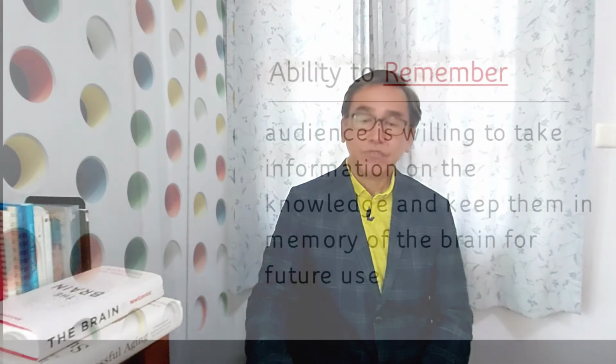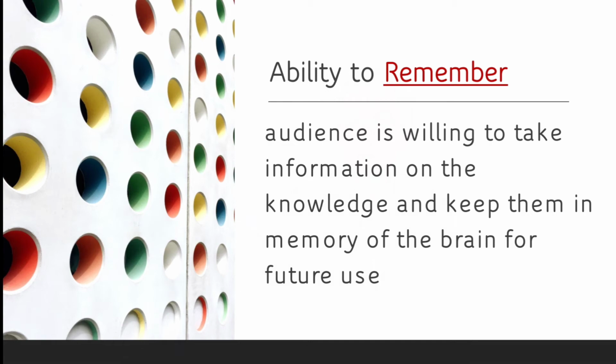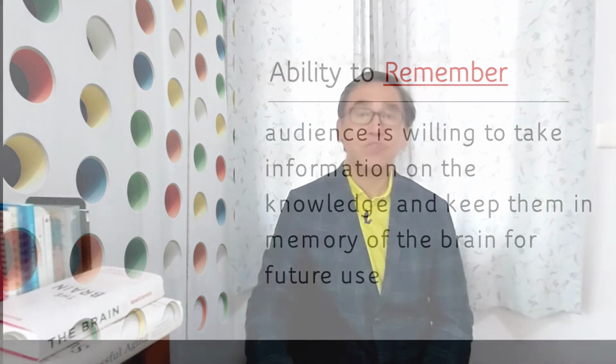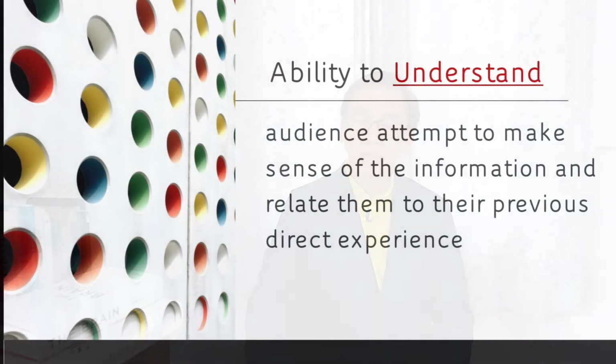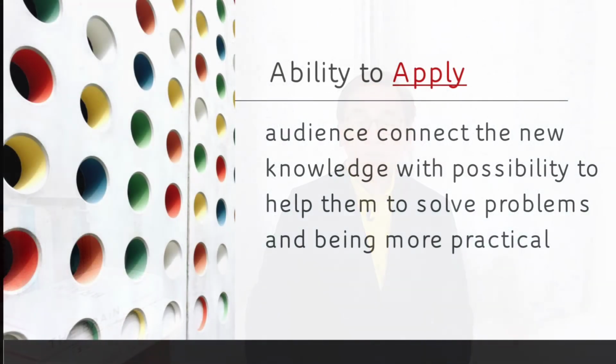Now we will explain the level of abilities that were identified by Bloom in more detail. The ability to remember is when the audience is willing to take the information or knowledge and keep it in the memory of the brain for future use. Ability to understand. Audience attempt to make sense of the information and relate it to their previous direct experience. Ability to apply. Audience connect the new knowledge with the possibility to help them to solve problems and be more practical.